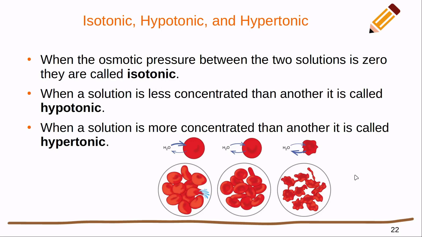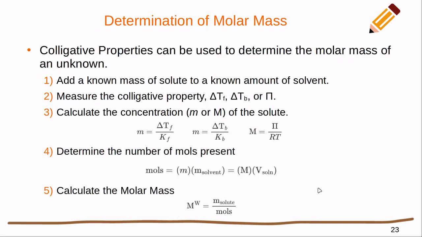All right, so we're going to have some problems where we're going to determine the molar mass using our colligative properties. It's a nice little feature that almost all of the colligative properties can be used to determine molar mass. And the process for this is going to be pretty much the same, independent of what we're doing, just a little bit of different equations and math. What we're going to do if we want to use a colligative property to determine the molar mass is add a known mass of solute to a known amount of solvent.